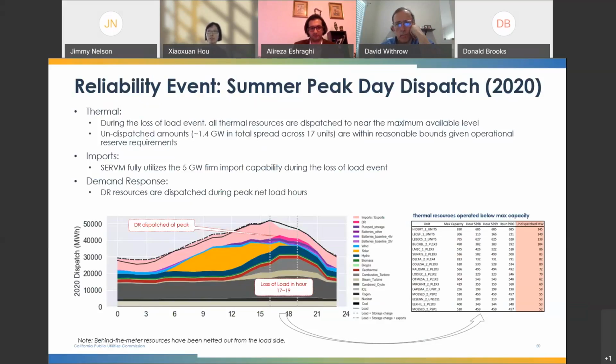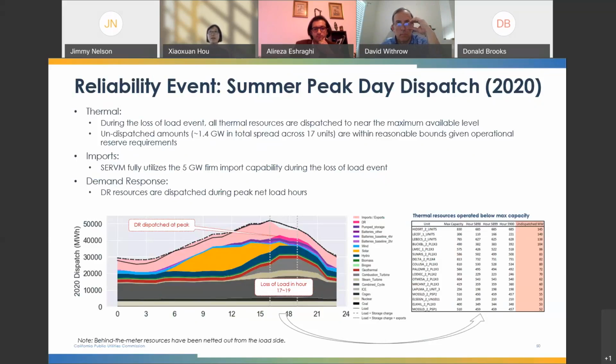These are the thermal resources that are operated below max capacity, and the total undispatched megawatts is about 1.4 gigawatts, which is within a reasonable bound given what the operating reserves the system will need. And then moving up a little to the imports, we did see that SERVM is fully utilizing the 5 gigawatts of firming import capability during the loss of load event. That's what the SERVM model allows the CAISO system to rely on import for capacity.